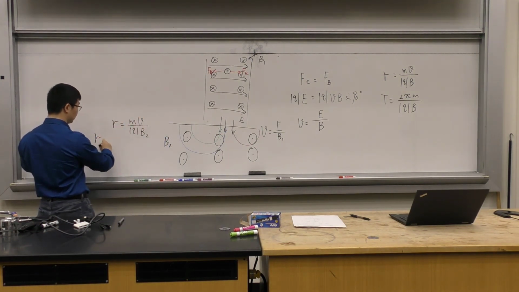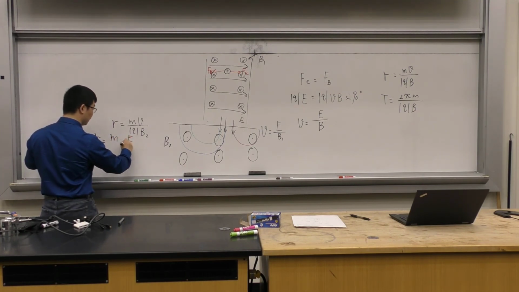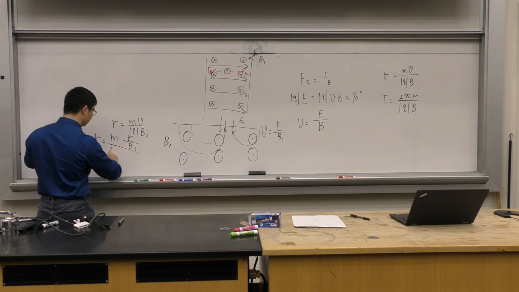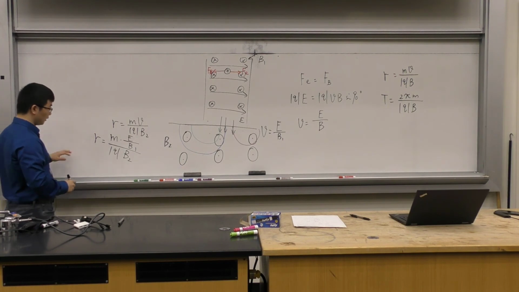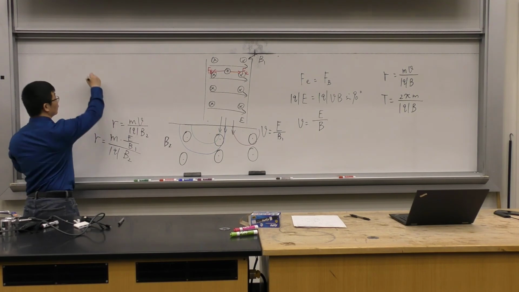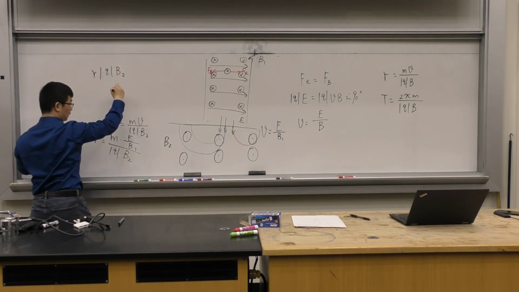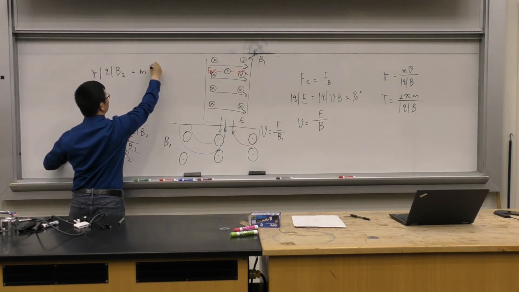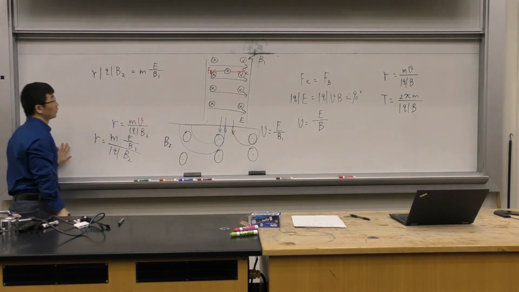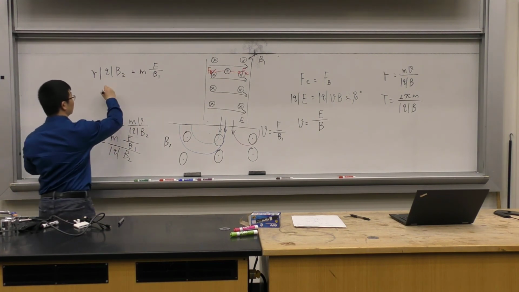You get R equals M E divided by B1 B2. And then let's rearrange it a little bit more. Multiply both sides by this guy, you will get R Q B2 equals M E over B1. And then let's put charge and mass together. So what do you get? You will get this.